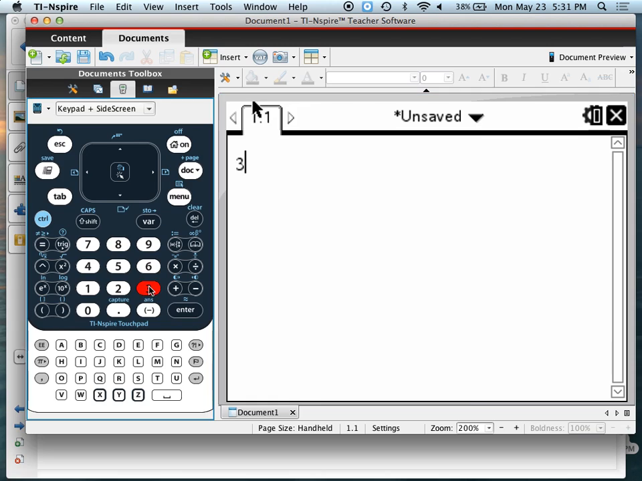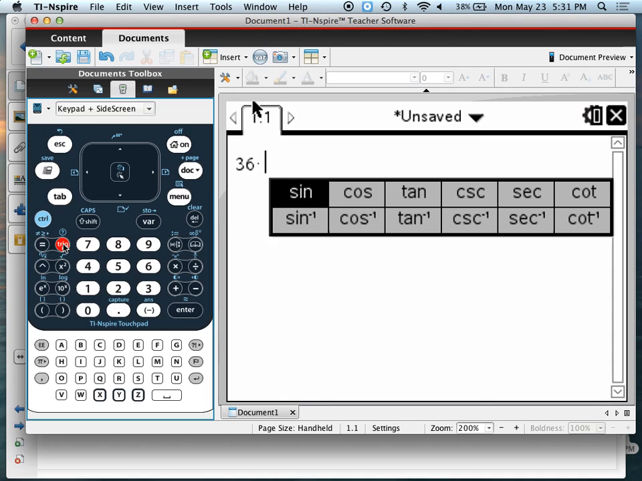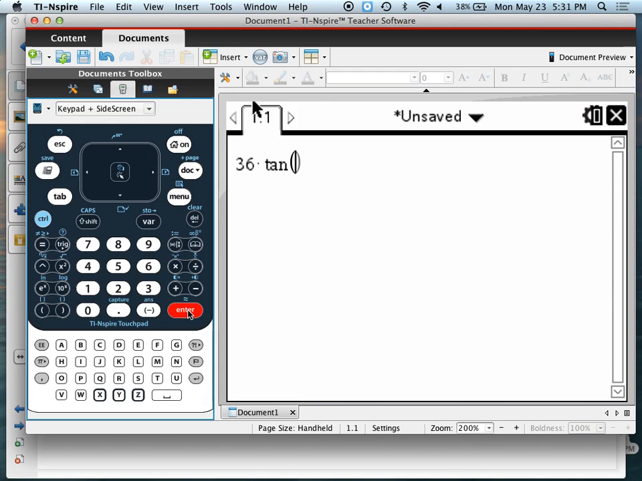So I'm going to type 36 times. Now I have to find where tangent's located. So if you go over to the button next to the 7, you see the button that says trig. So I press trig. See it light up in red? And then you just have to scroll over to the one that you'd like. I want tangent. So I'll go over here to tan and I'll press enter. So now the calculator is saying, okay, the tangent of what? Notice it gave me some parentheses. So I want a 31-degree angle. And now I'm going to press enter.